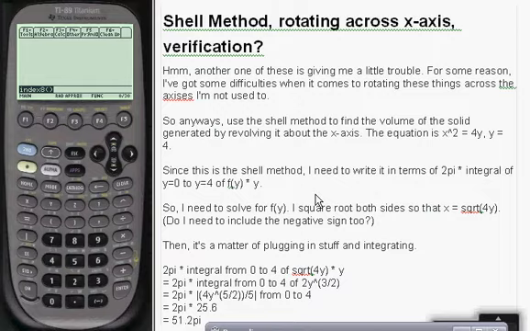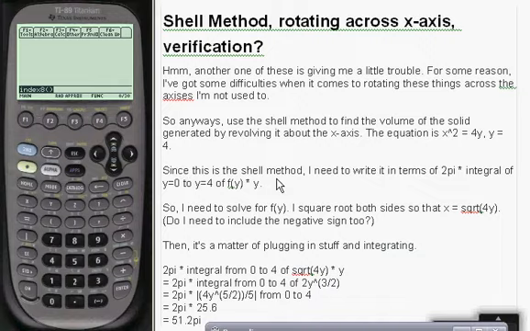This problem was in the Yahoo Answers section, and you can see it. I'm going to read it here. "Another one of these is giving me a little trouble. For some reason, I've got some difficulties when it comes to rotating these things across axes I'm not used to. So anyways, use the shell method to find the volume of the solid generated by revolving it about the x-axis. The equation is x squared equals 4y and y equals 4."